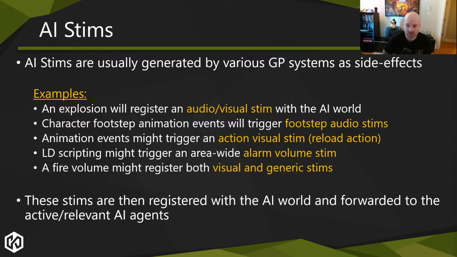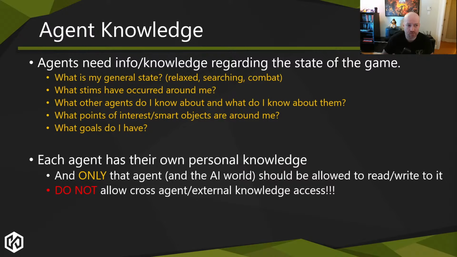Now, before we get into how that forwarding works, the main thing we have to cover first is the concept of knowledge. And that is a personal kind of database that each agent has regarding their specific state. Like, what do I know about the world? What's my state? Am I relaxed? Am I searching for somebody? Am I in combat? Am I scared? What events have occurred around me? Was it like 10 footsteps around me that I heard? Who can I see? What objects are around me? Like, what stuff should I be doing?